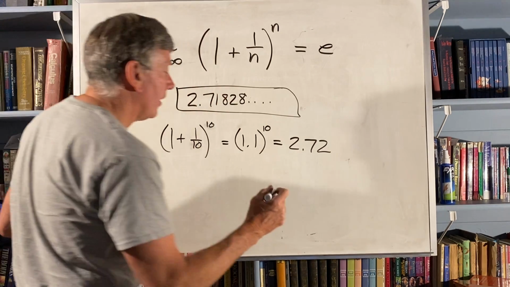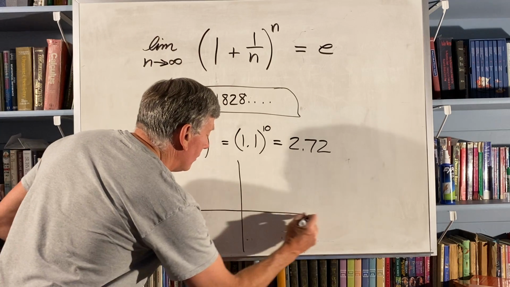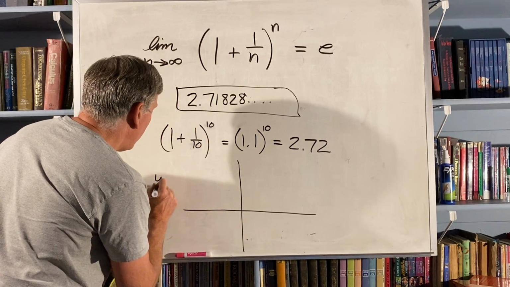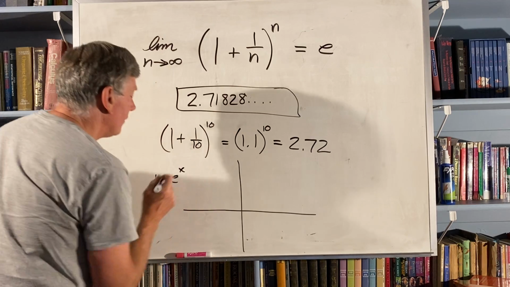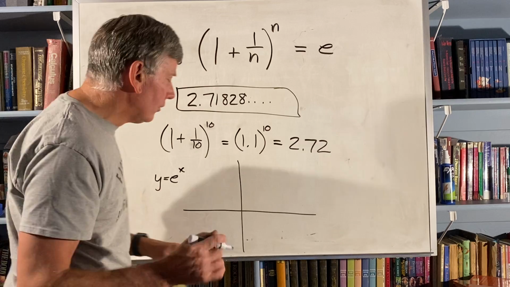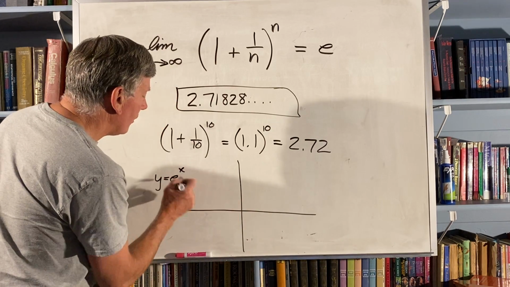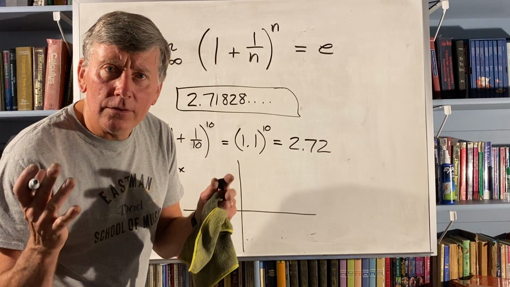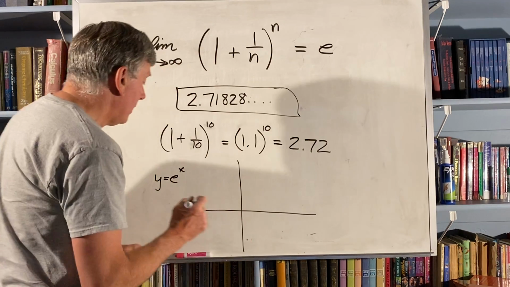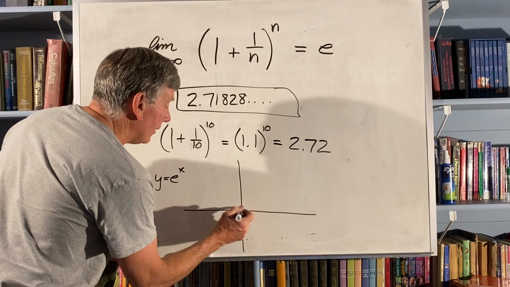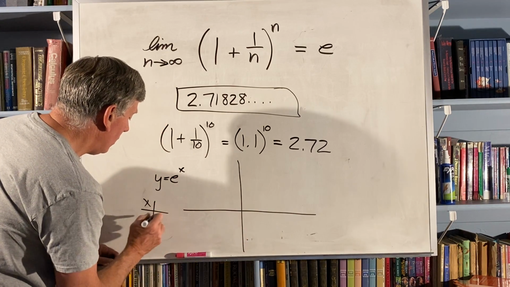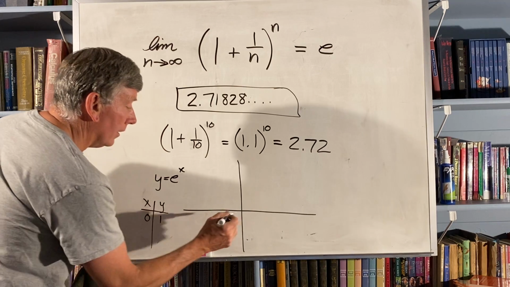Graphically, let me see if I can do it in this space here. If I want to graph the function y equals e to the x, I really only have 2 points that I need to be concerned with. I know that e to the 0 power is, you should all be shouting, 1. Anything to the 0 power is 1. So when x is 0, y is 1.